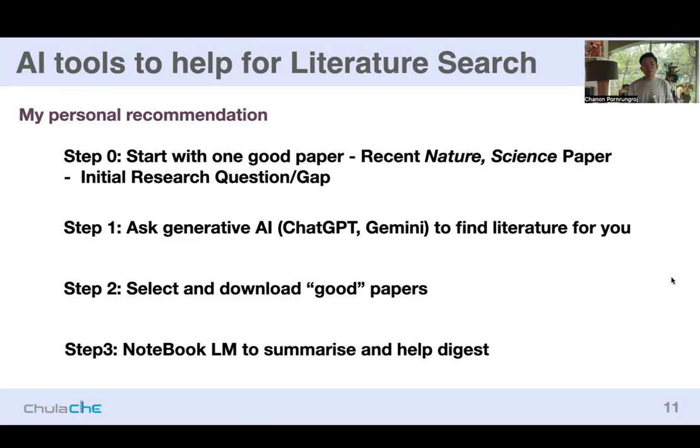So my personal recommendation, step 0, start with one good paper. This is just to get you started. We have to start small, right? If you say, oh, my supervisor gave me 10 papers to read, I cannot read them all, I think you should at least start with one good paper.